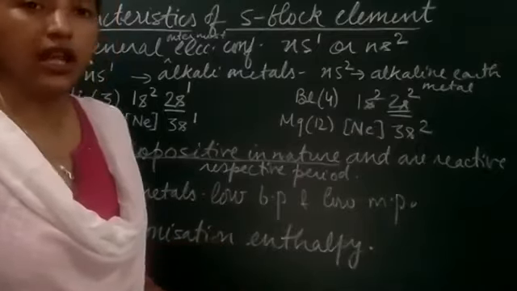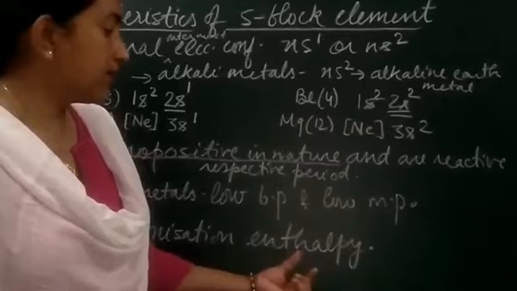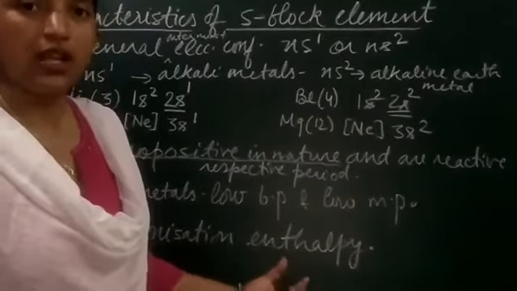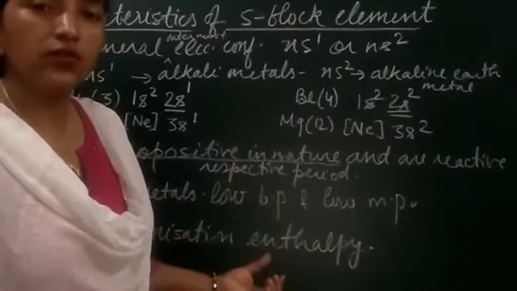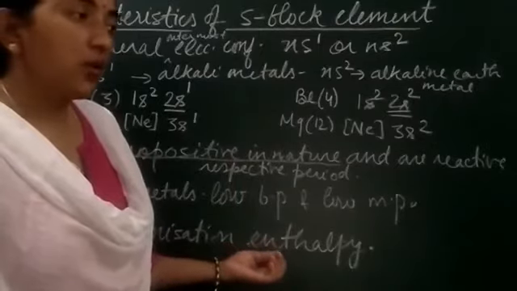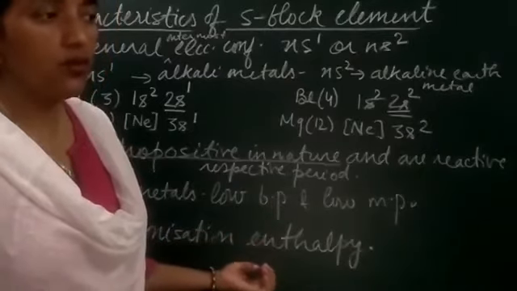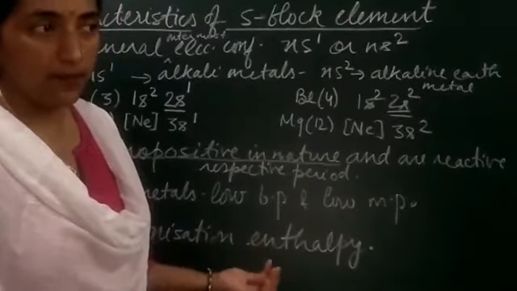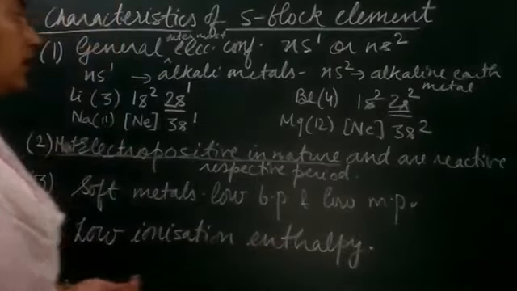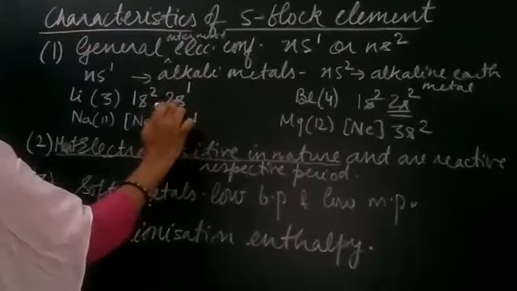Ionization enthalpy is the energy. The enthalpy term is related to the energy content. It is the energy which will be required to remove the outermost electron from the atom. So here the number of outermost electrons in the alkali metal is 1.